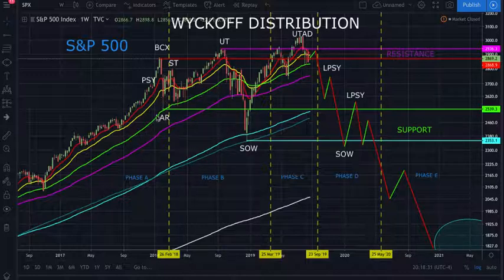We actually came down to the 50 week moving average, found support, and we then put in our first support line. Off of that, we got the automatic rally. The automatic rally takes us back up. We're going to retest the highs. That's our secondary test. We failed to achieve the same highs, and come back down.